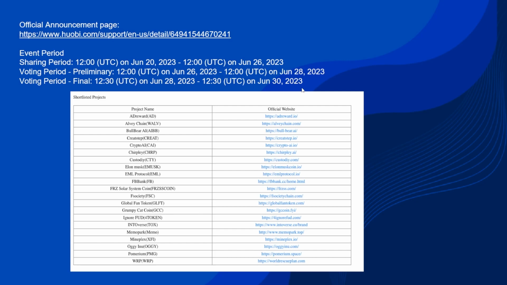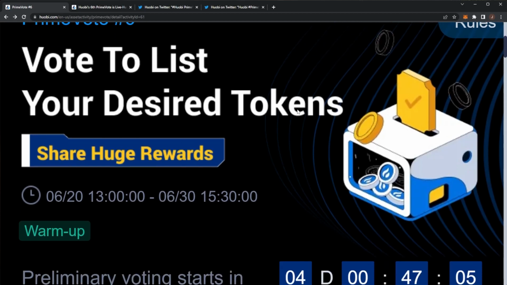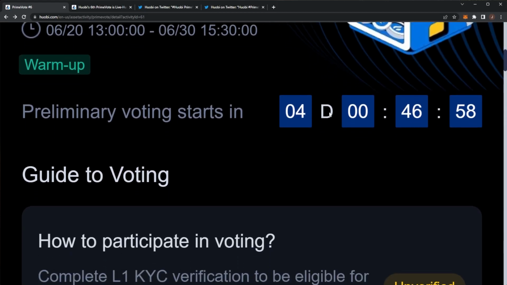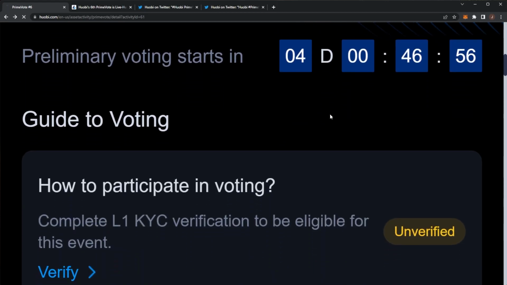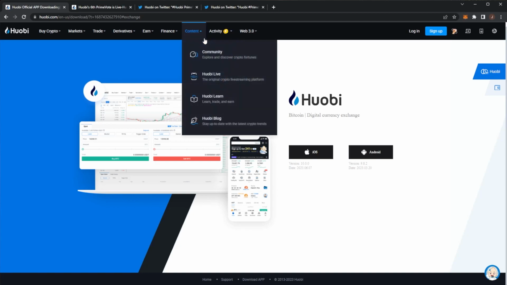So now let's see how you can participate in PrimeVote. So first, of course, you do need to sign up for a Huobi account if you do not already have one. And then next, you come to the PrimeVote page. Again, this is linked down below, and it is also linked on the Huobi social media channels. So vote to list your desired tokens with huge reward. Again, this prize pool can be up to $300,000. And we can see the voting starts in just over 4 days at the time of recording this. And of course, that's taken me to Huobi Exchange. So all of this will be linked down below.